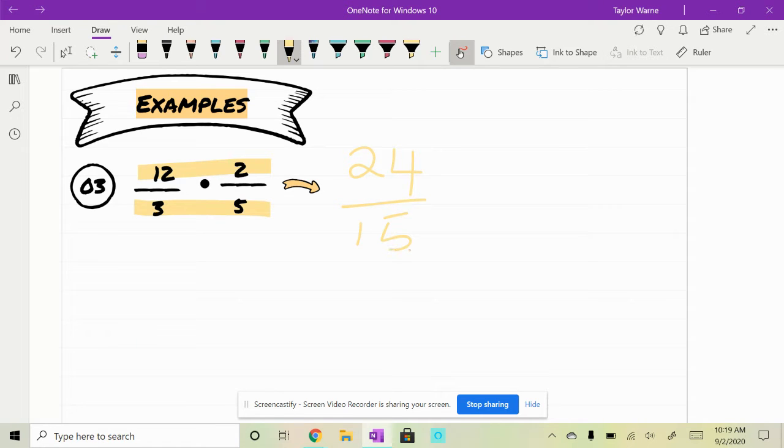And now we have to see if we can simplify any further. So we have to see if there's a number that goes into both 24 and 15. So a number that goes into both 24 and 15 is 3. So we need to simplify by dividing both numerator and denominator by 3. And we get 24 divided by 3 is 8. And 15 divided by 3 is 5. So our final answer is 8 divided by 5.